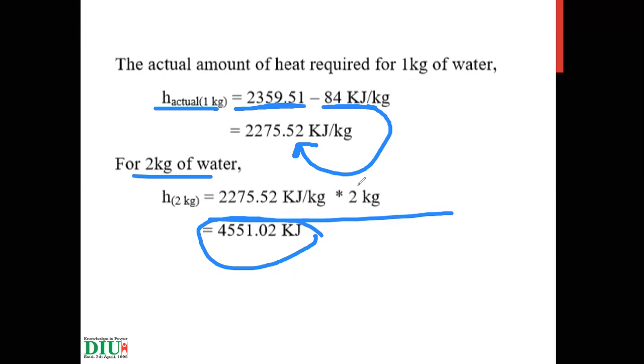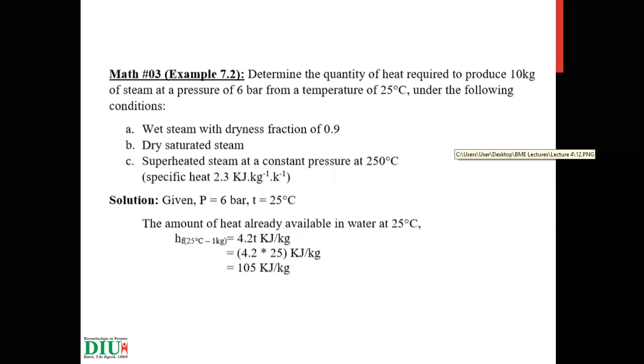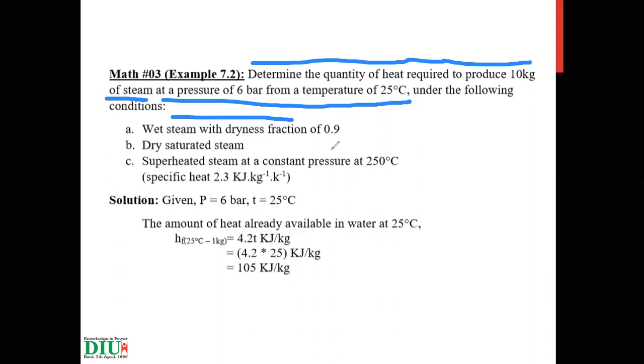So the third example is just a blend of everything we discussed. You can see here, it is said to determine the quantity of heat required, that means the enthalpy, to produce 10 kg of steam. Remember 10 kg, but you will always calculate for 1 kg, then multiply with 10 kg. At a pressure of 6 bar, from a temperature of 25 degrees Celsius. It is not from 0 degrees Celsius, it is from 25 degrees Celsius. And you calculate for wet steam, dry steam, and superheated steam. So we will go one by one.